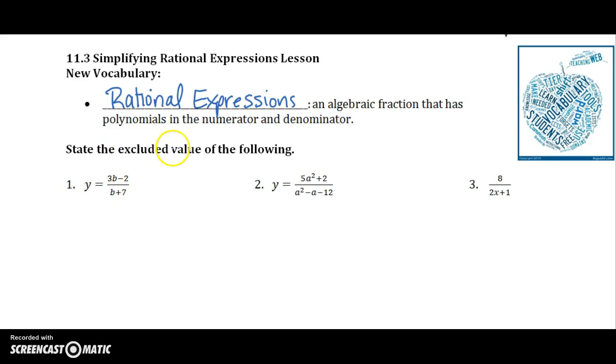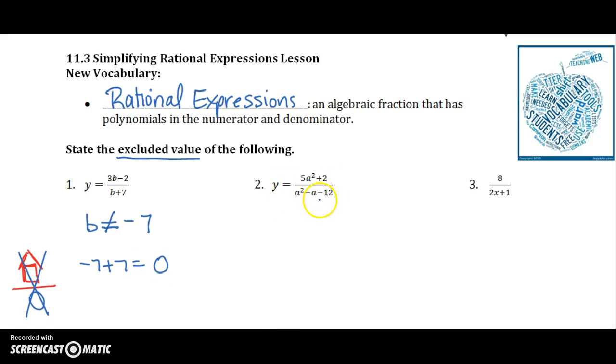Number 1. This is a rational expression because it has a binomial in the numerator and a binomial in the denominator. And it's asking us to find the excluded value. Well, what that means is b cannot equal what? -7. Why not? Because if I plug in a -7, -7 plus 7 equals 0, I would have 0 in my denominator, and with 0 in your denominator, it cannot exist. So remember that.